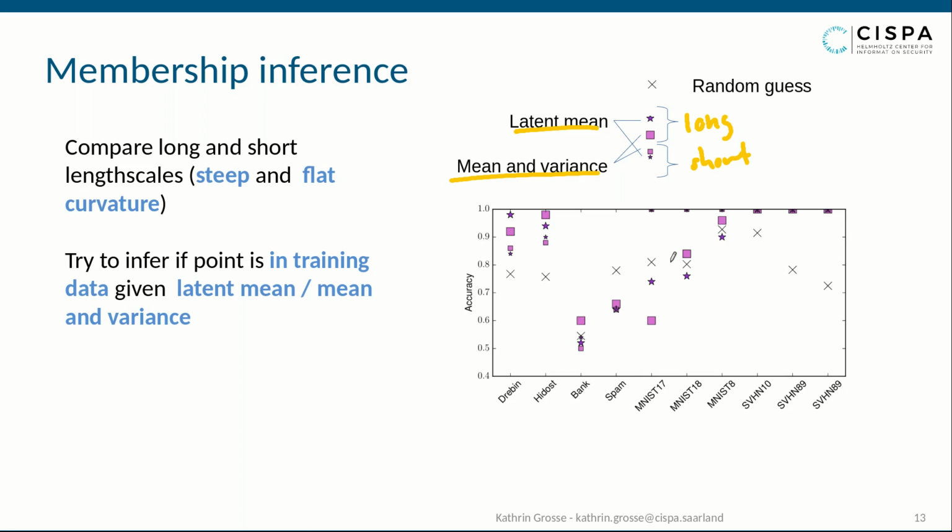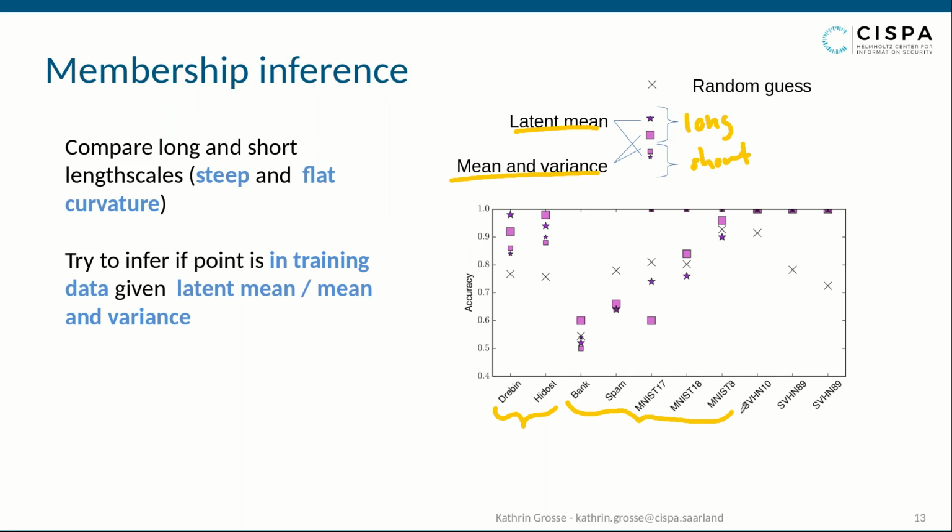And what we see is essentially we have different settings here. Starting with the Morway data sets, what we see clearly is the accuracy of the membership inference classifier is higher when there is a long length scale. It's a little bit lower when there's a short length scale, but it's well above the random guess accuracy. And I'm going to come to this later.